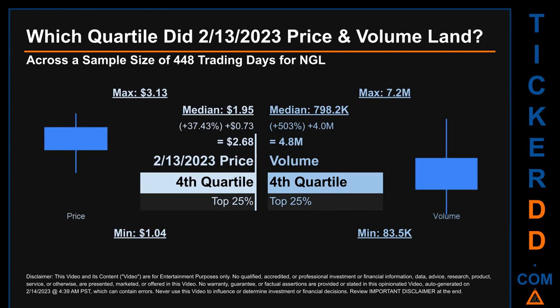Descriptively, NGL has a median price of $1.95. Therefore, February 13, 2023 price was higher from that middle marker by 37.43%. The day's volume of 4.8 million was more than the median by 503%.